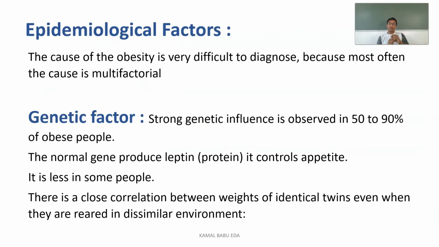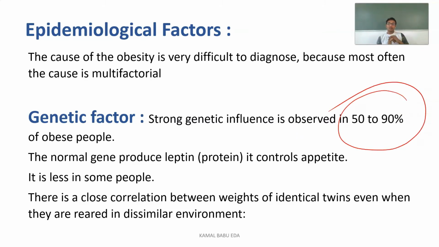What are the epidemiological factors we'll see here. The cause of obesity is very difficult to diagnose because there are multiple factors causing it. We have genetic factors. If their parents or grandparents have obesity, it was observed that about 50 to 90% of the people get obesity.